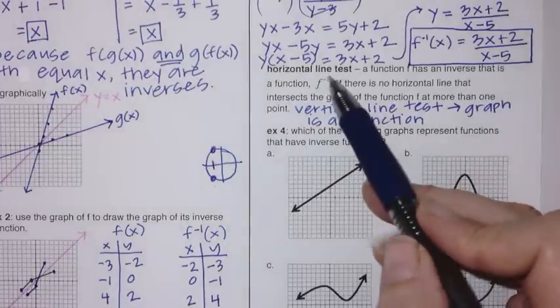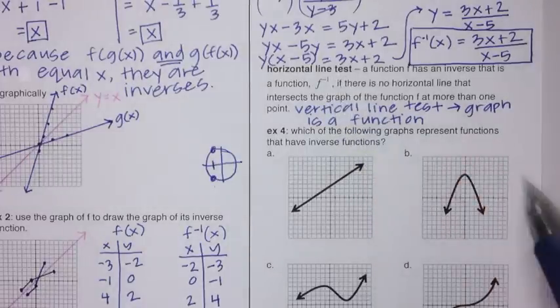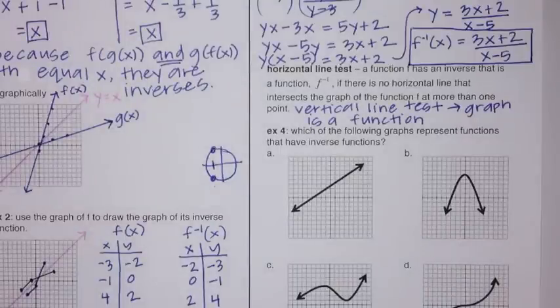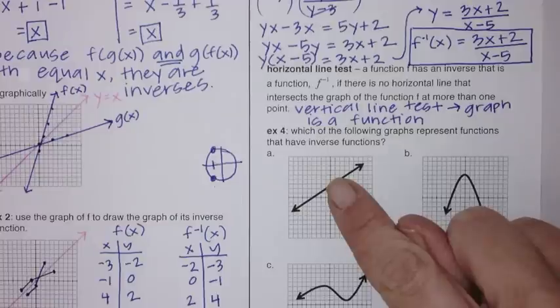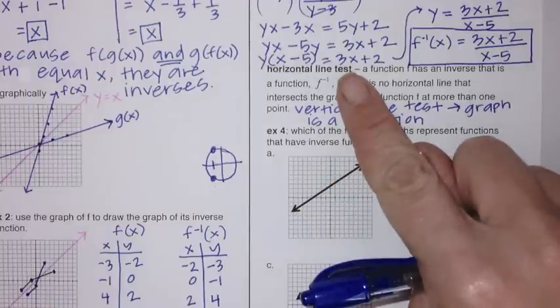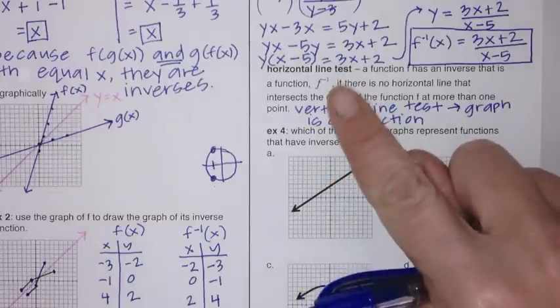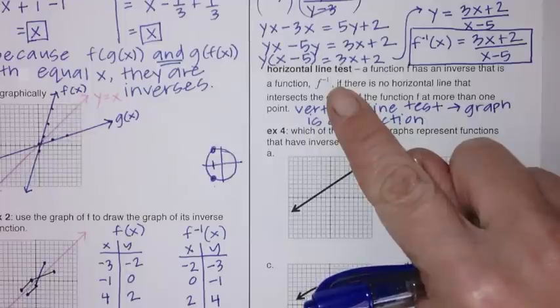What we're learning about is something called the horizontal line test, and the horizontal line test says that a function will have an inverse that is also a function if there is no horizontal line that intersects the graph of the function at more than one point. So what I want you to know is that this is a picture of f. What we are testing for with the horizontal line test is to see if its inverse is also a function.